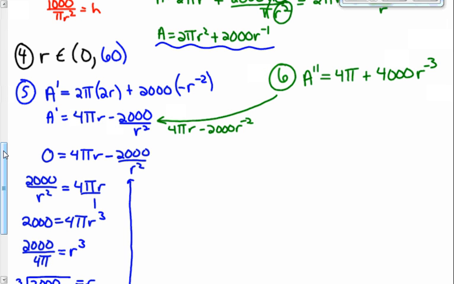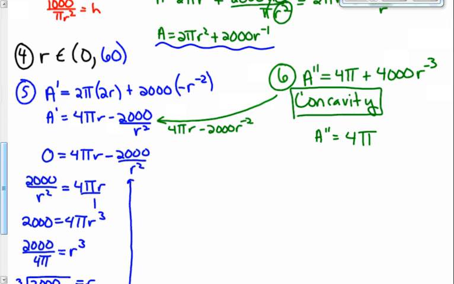My second derivative tells me concavity. So I should be able to plug in my r, which is the cubed root of 2,000 over 4 pi, into this equation and decide whether the second derivative is positive or negative. But let's take a look first. So what I have for my second derivative is 4 pi. That thing is positive. It's a positive number. And then I'm going to take plus 4,000 divided by r cubed, because my exponent was negative.